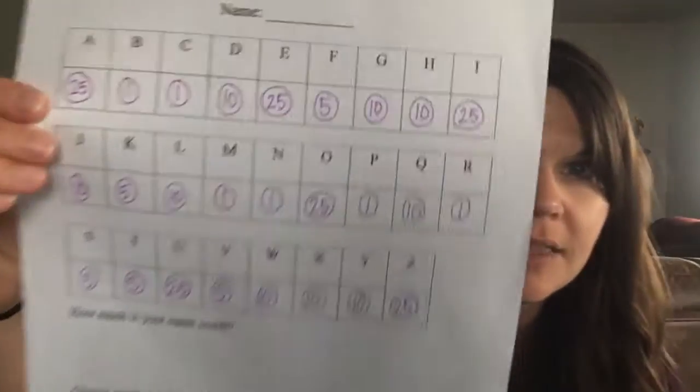Everybody's doing a similar project, though your pages look a little bit different. So, firsties looks like this. It has quarters. Kinders looks like this. It's just dimes, nickels, and pennies.